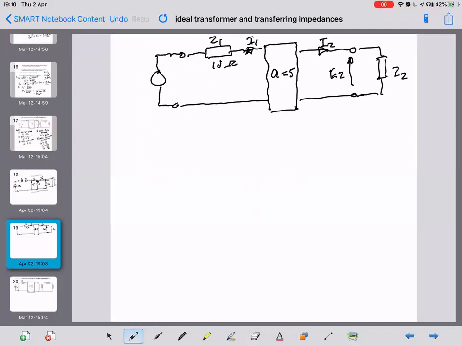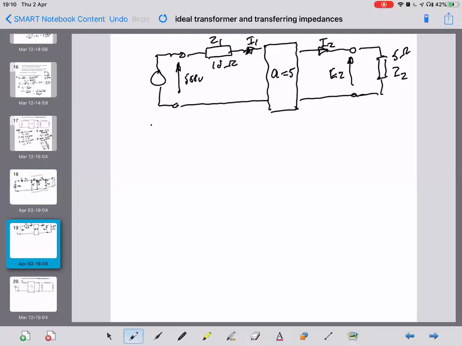Now, if I told you 500 volts is connected across there, as that stands, you have no way of solving, hang on, this is 5 ohms, that problem, because the circuit loop in the primary side is not complete. You haven't got the current, so you can't find a volt drop across Z1.